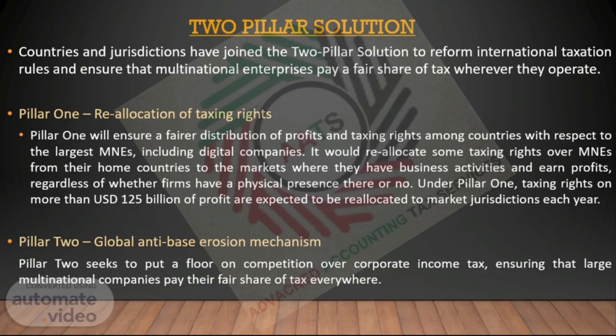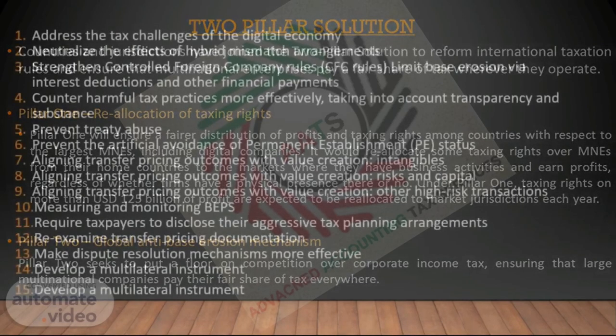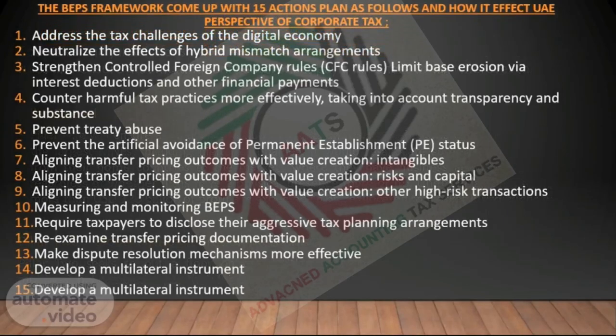Pillar 2: Global Anti-Base Erosion Mechanism. Pillar 2 seeks to put a floor on competition over corporate income tax, ensuring that large multinational companies pay their fair share of tax everywhere. The BEPS framework comes with a 15-action plan, as follows, and how it affects the UAE perspective of corporate tax.